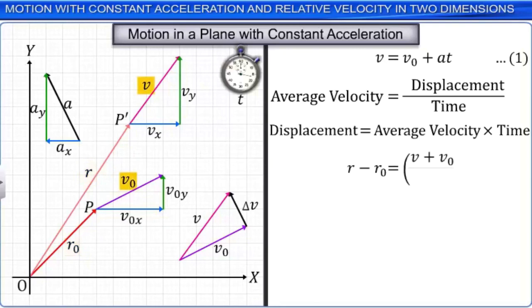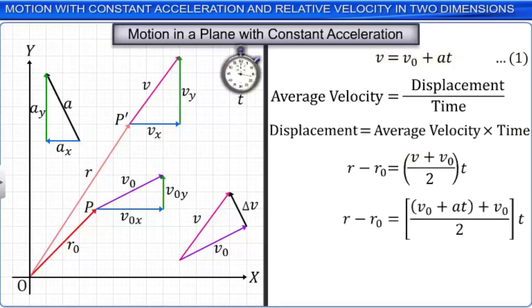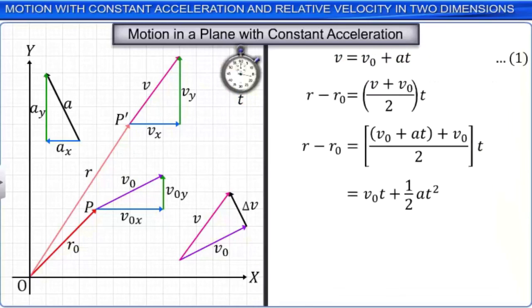That's what we are going to write. So displacement is final position minus initial position vector, so r minus r naught, and average velocity is v, that is final velocity plus initial velocity, divided by 2, and time is t. Simplifying it gives the equation v naught t plus half a t square, which we know already, that is s is equal to ut plus half a t square.